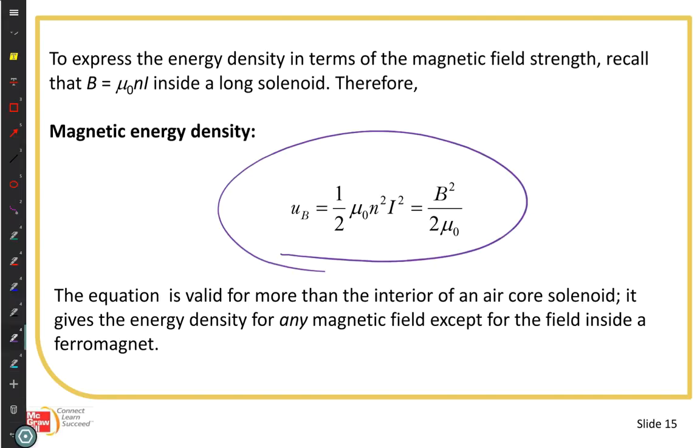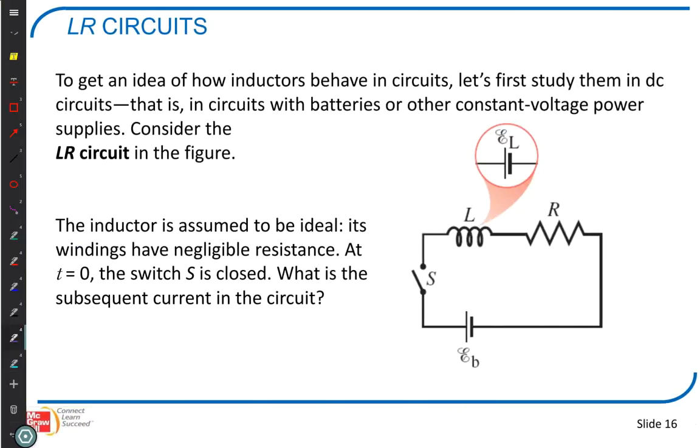So this is going to be important to us when we talk about the energy in an electromagnetic wave. We can calculate the energy density stored in the magnetic field. Now to LR circuits. What does L stand for? Inductor. And R, resistor. So LR circuits are circuits with inductors and resistors.